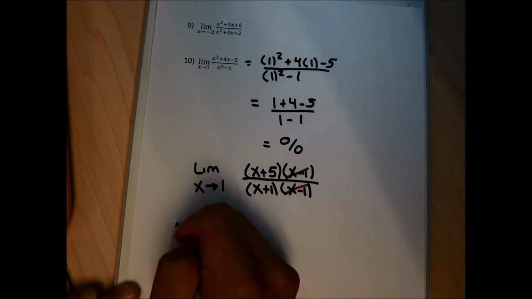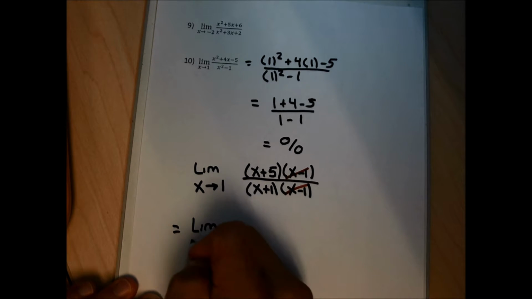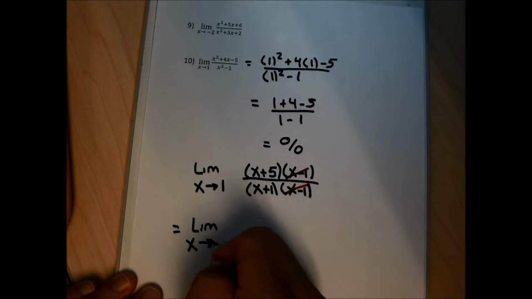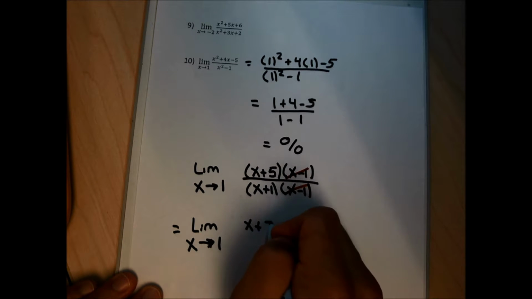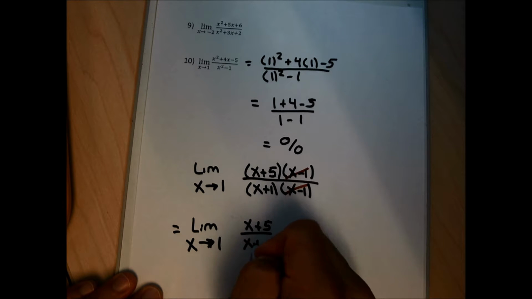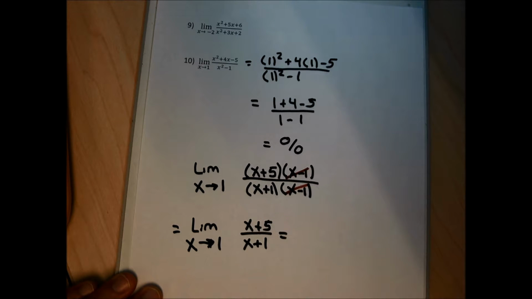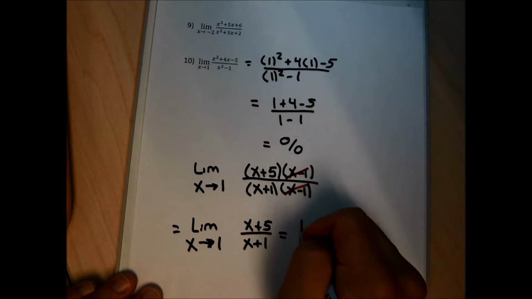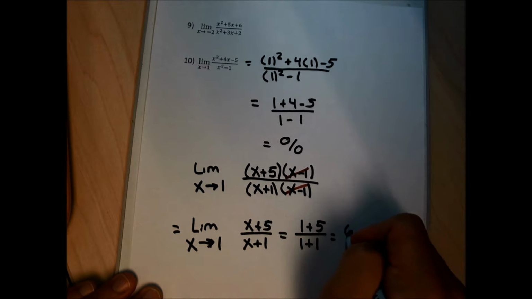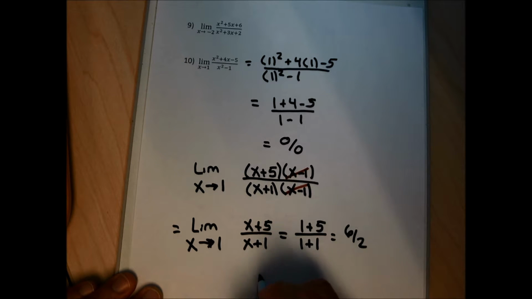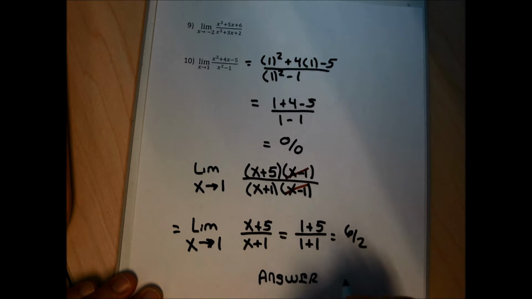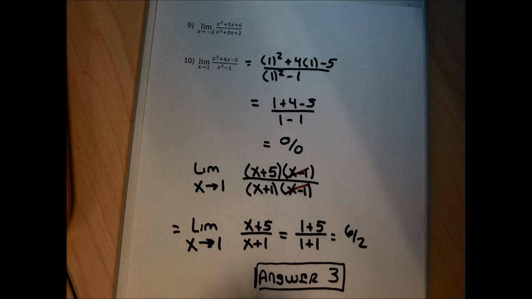So what I've done is I've factored, and I've canceled out the thing that was causing the 0 over 0 to happen. Now I'm going to plug the 1 into the reduced version of this. I'm going to get 1 plus 5 over 1 plus 1, which is 6 over 2, which is 3. So the limit as x approaches 1 of this fraction is going to be 3. And I'm not going to rewrite the original problem next to the answer.